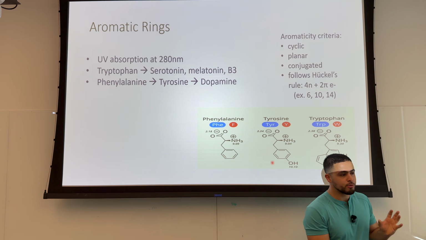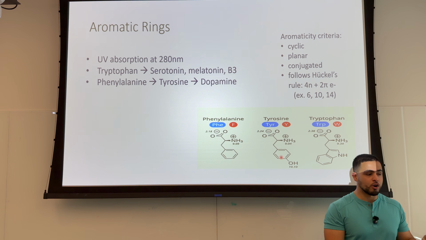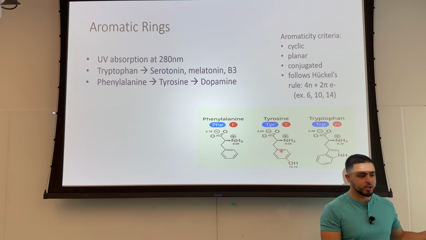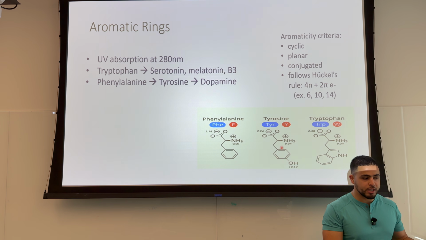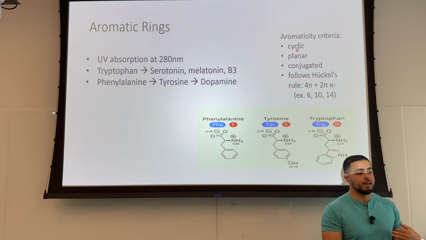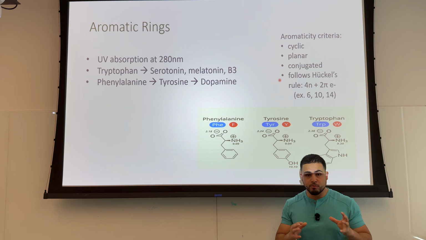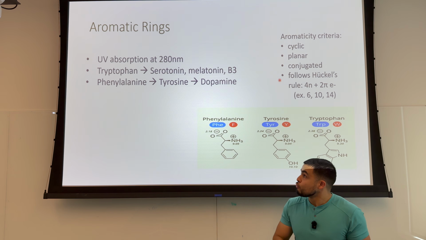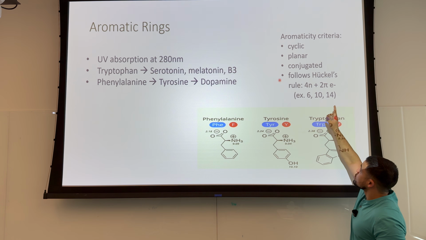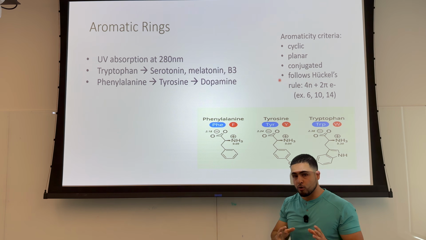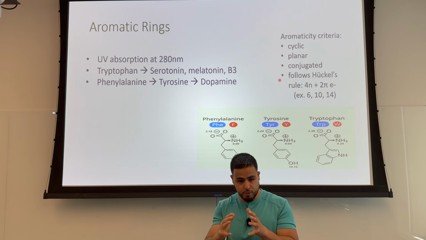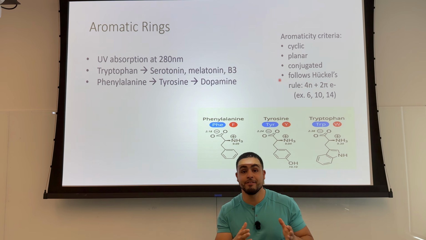Now, what does it mean to be aromatic? It's not enough to have a ring in your side chain, because proline, for example, as we'll see in a bit, has a ring in its side chain, but it's not aromatic. So you need to satisfy this criteria. It has to be cyclic, it has to be planar, conjugated, and finally, it has to follow Huckel's rule. Huckel's rule states that the number of pi electrons needs to be 4n plus 2, with n being a whole number like 1, 2, 3. So notably, it can't have a decimal place.